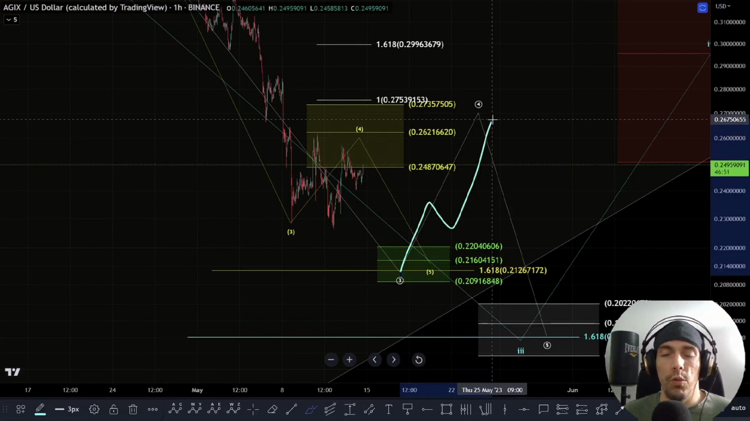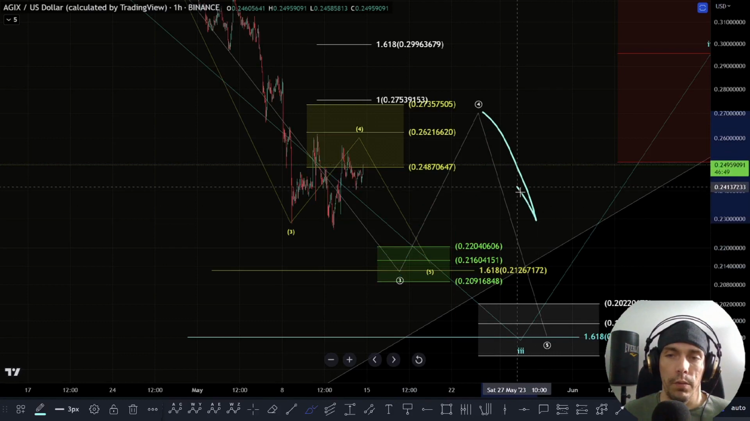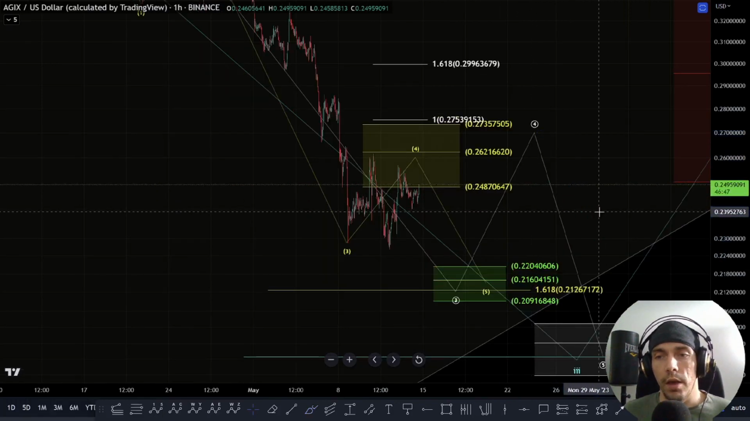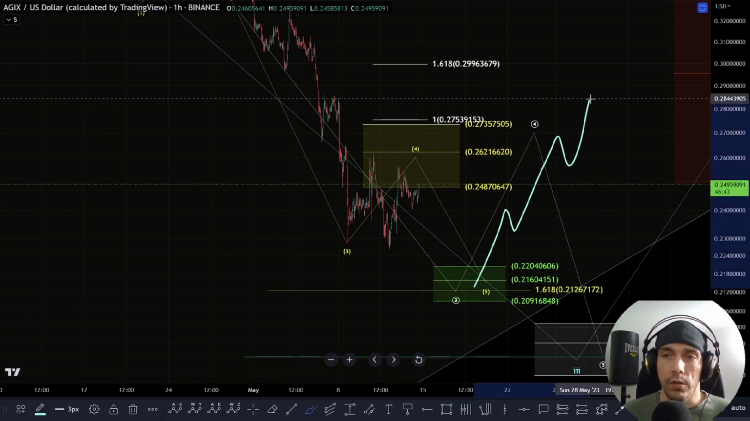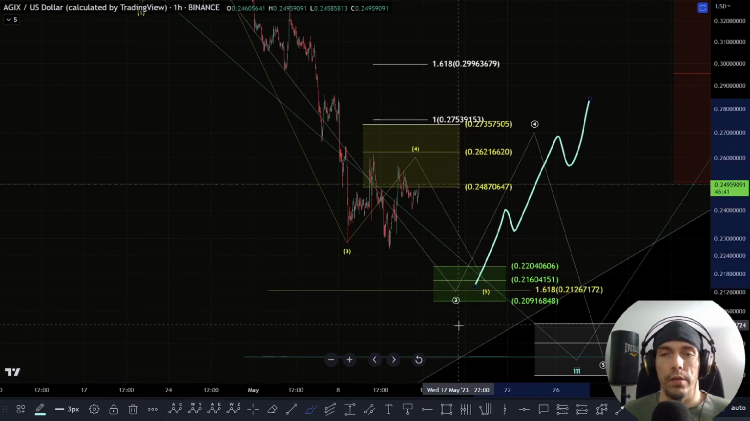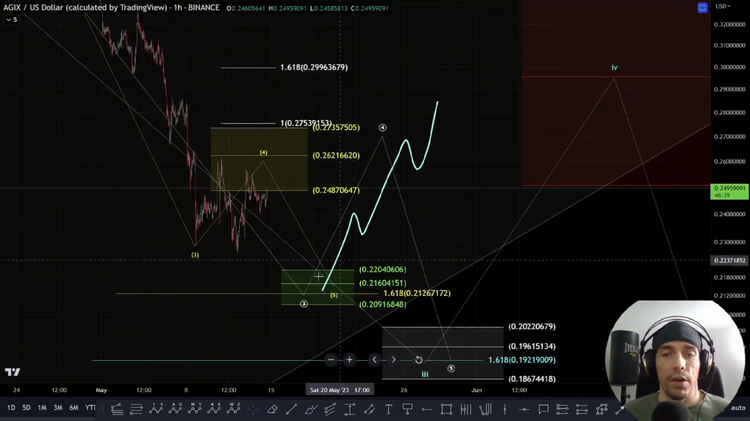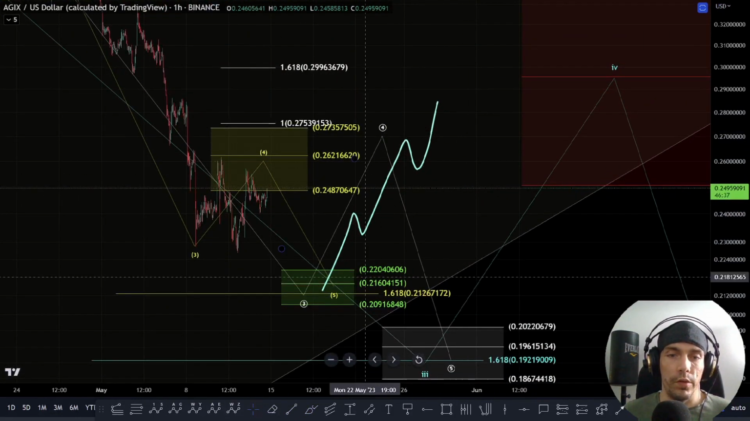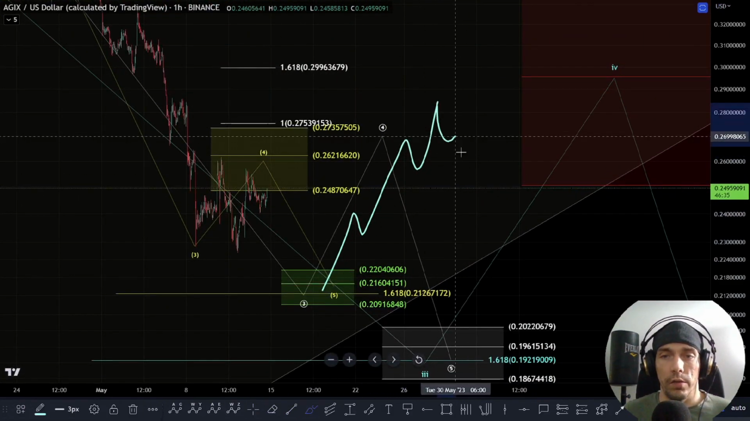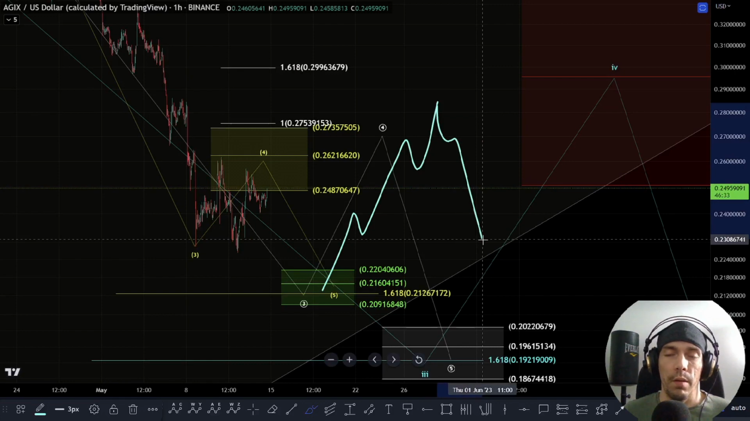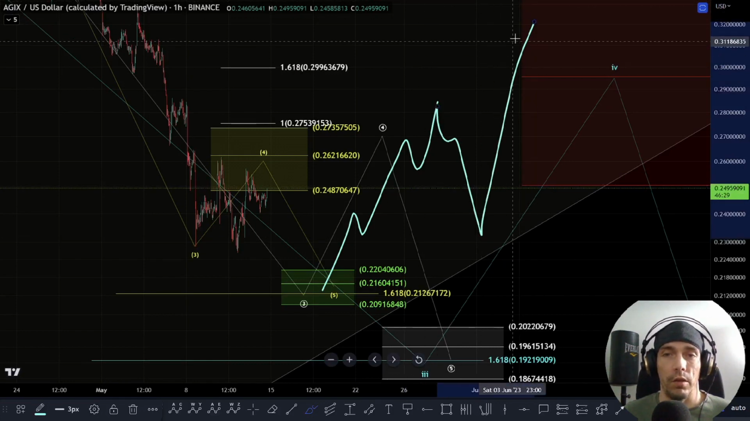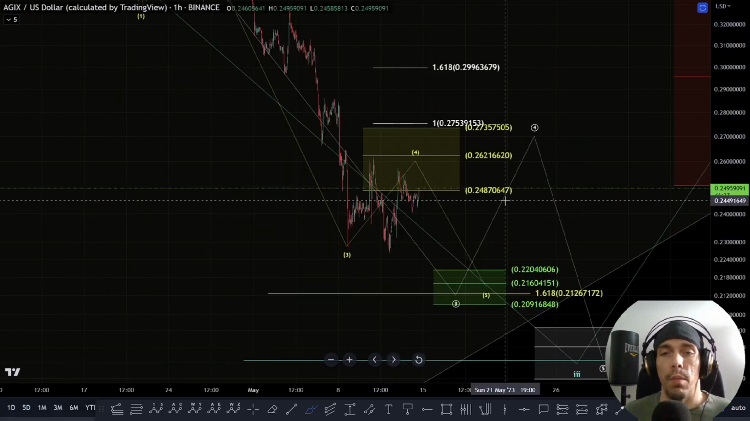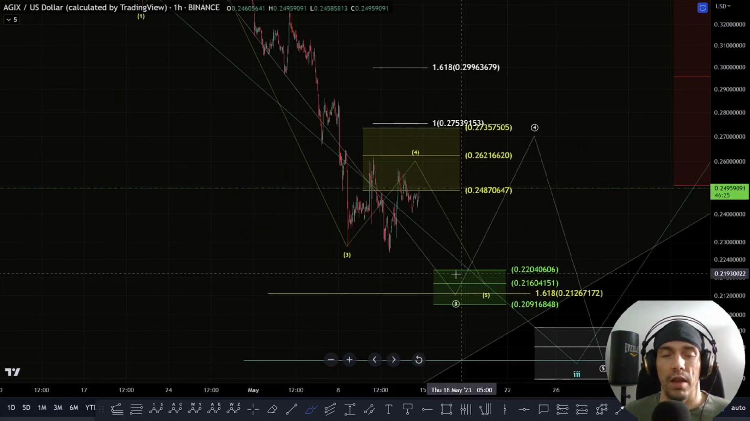This will be the first indication of whether our count is right. If we see a 3-wave move to the upside, it would imply we have further downside. If we see a 5-wave move to the upside, rather, this could actually imply that we're going to see a bigger move up here. But just having a single 5-wave move is not enough. What we'd want to see is this 3-wave move come back down and then look to progress up past that 1.618 and continue the trend in that manner. That's what we want to see from a bullish standpoint.